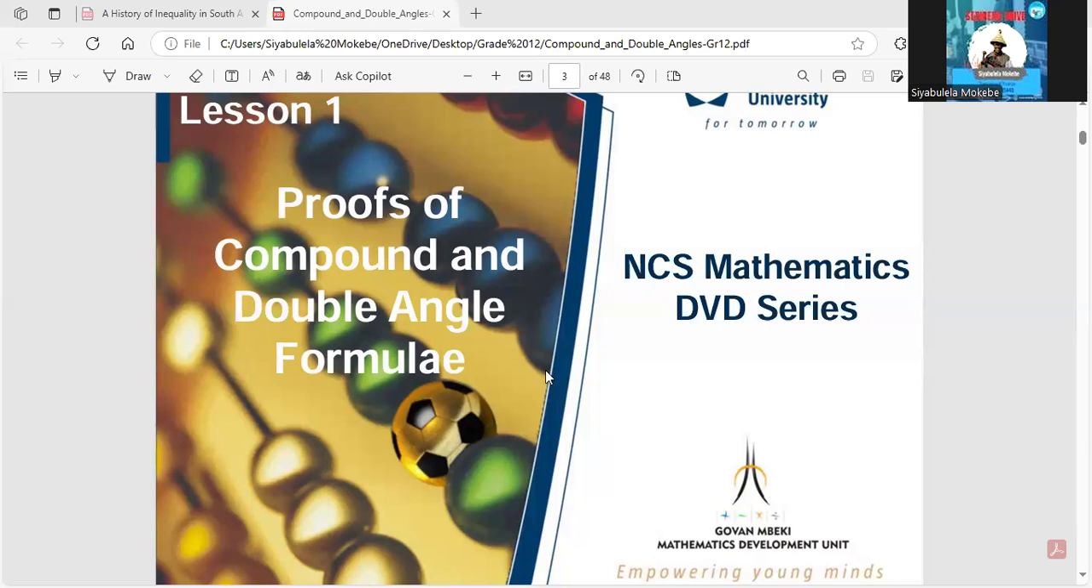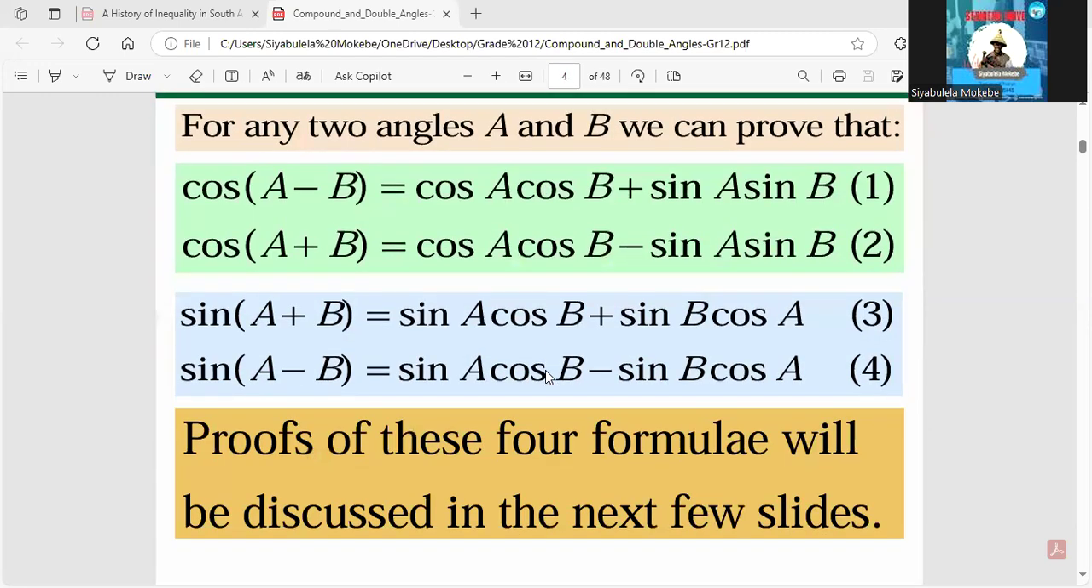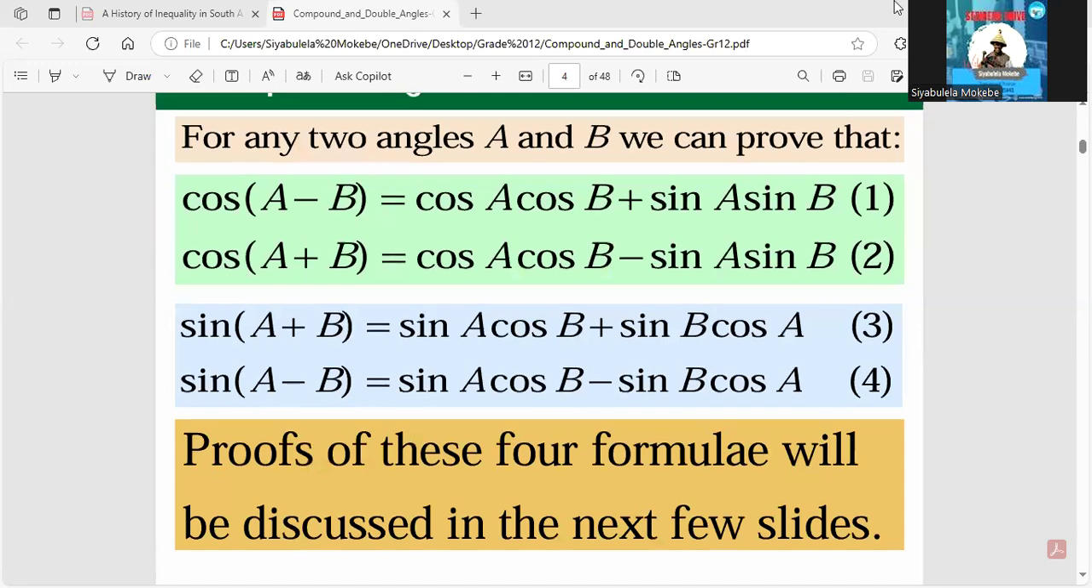So in today's lesson, we're going to look at proofs of compound and double angles. I've already created a video about this stuff, but here we're going to look at their proofs in a slightly different way. So for any two angles A and B, we can prove that cos(A minus B) is equal to cos A cos B plus sin A sin B. So that's your first compound angle. Then cos(A plus B) is equal to cos A cos B minus sin A sin B.